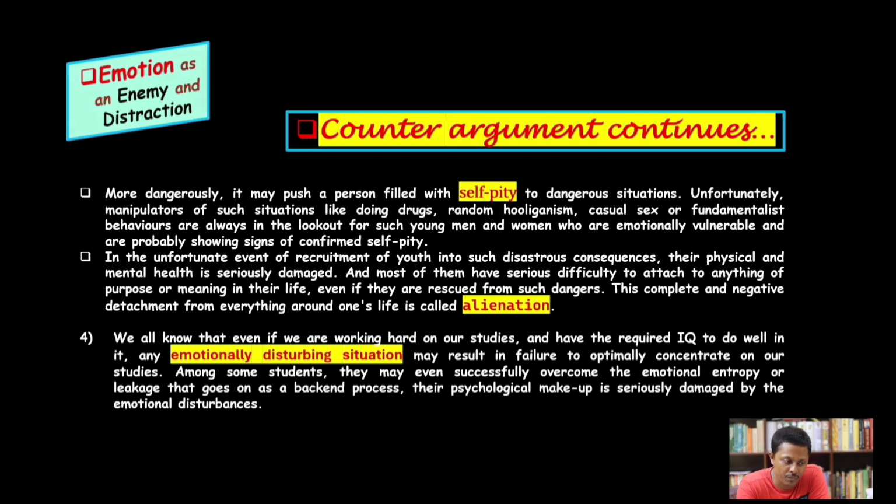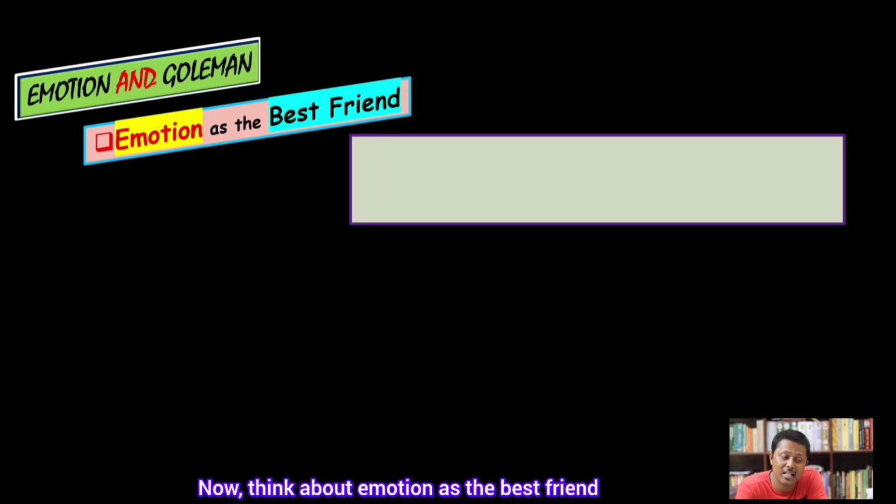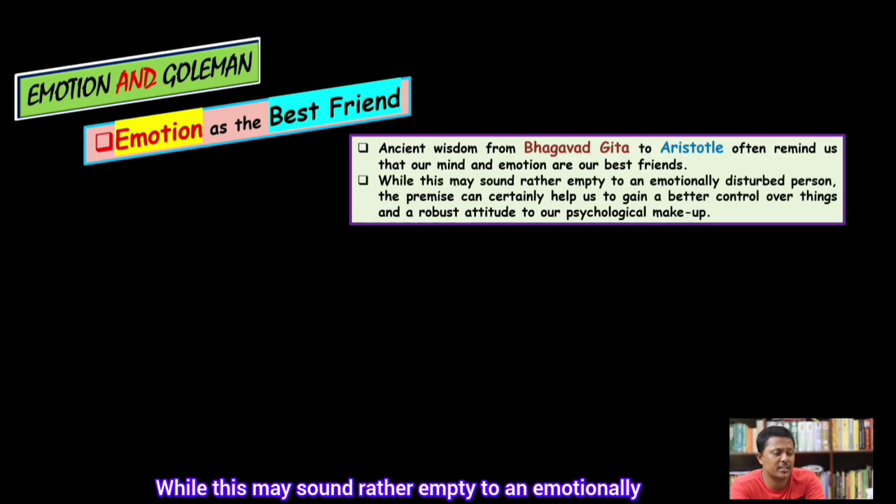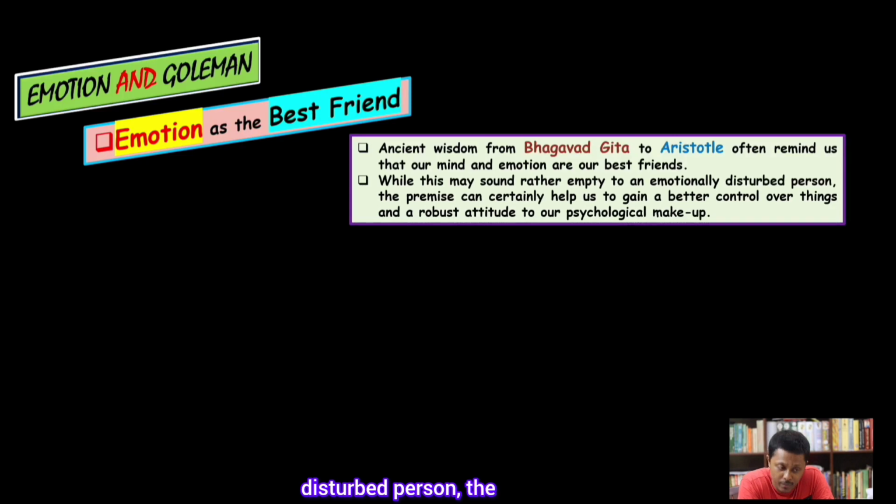Now moving on to the next slide, emotion and Goleman on the same point: emotion as the best friend. So we have encountered two other aspects that are negative. Now think about emotion as the best friend. Ancient wisdom from the Bhagavad Gita to Aristotle often reminds us that our mind and emotion are our best friends. While this may sound rather empty to an emotionally disturbed person, the premise can certainly help us gain better control over things and a robust attitude to our psychological makeup.